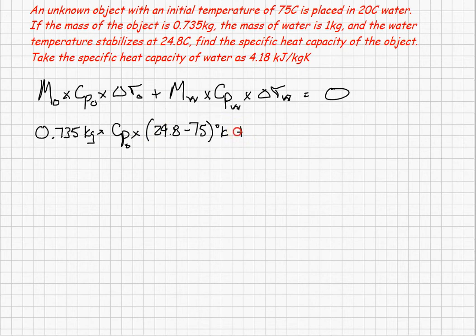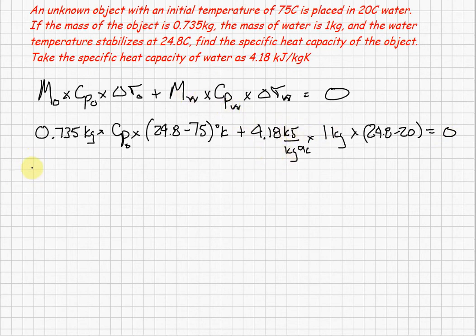And that's plus 4.18 kilojoules per kilogram degree K, times the mass, 1 kilogram, times the delta T, which in this case is going to be 24.8 minus 20, equals 0. I kind of mixed these up. I've got the 1 kilogram and the specific heat capacity mixed up, but you can follow that.